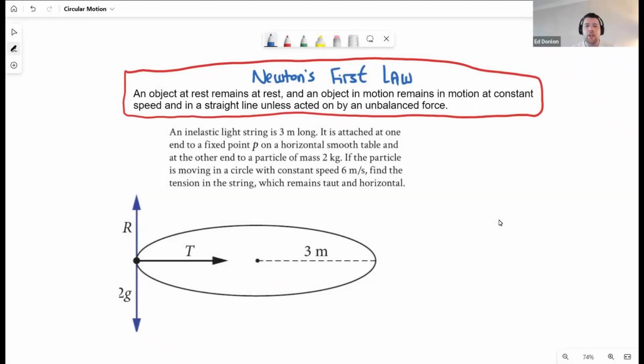Hi, everybody. So here I'm going to talk through a very typical introductory circular motion question, and I'm going to talk through the forces at play and cover some common misconceptions about forces at play during circular motion.